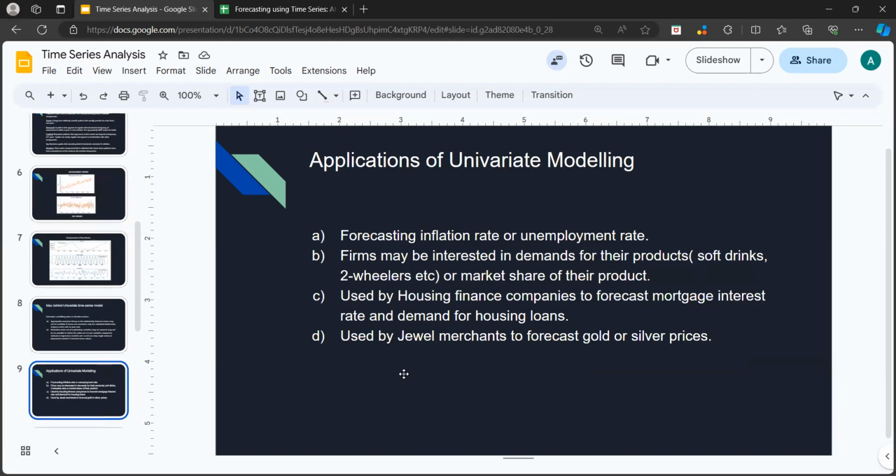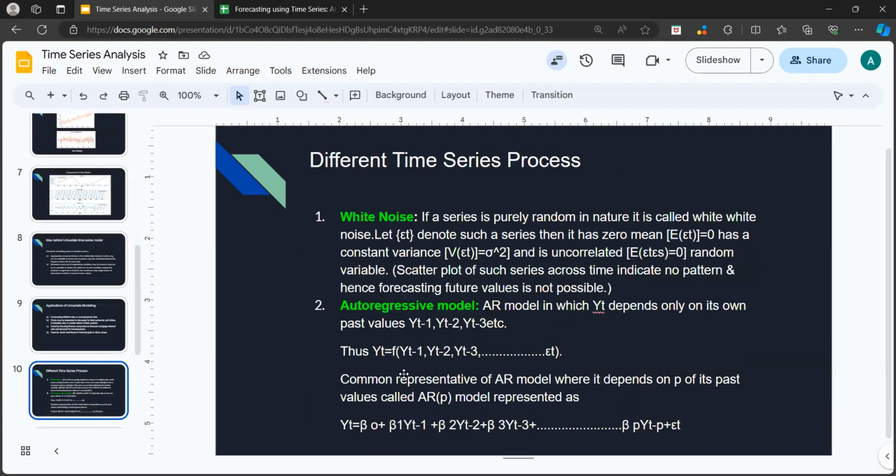This is the application you can see, used by merchants to forecast gold or silver prices, or for forecasting inflation rate or unemployment rate, and weather forecasting, something like that. So you can see the application. We will share it. Now we will come to the main part: what are the different time series models. So first is the white noise process.